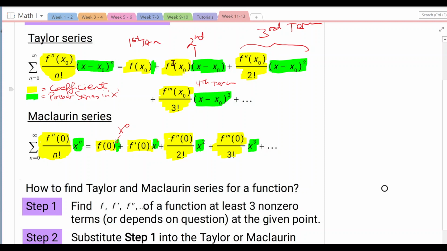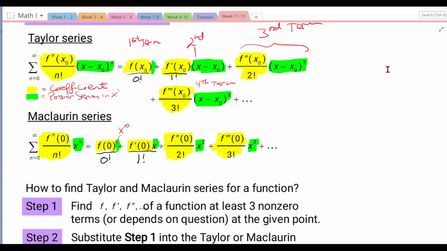So the first derivative is divided by 1 factorial, and this is 0 factorial. 0 factorial by convention is the same as 1. Exactly. This is 0 factorial, and then this is 1 factorial. So you can see the patterns: 0 factorial, 1 factorial, 2 factorial, 3 factorial, and so on, which makes it easy to write.